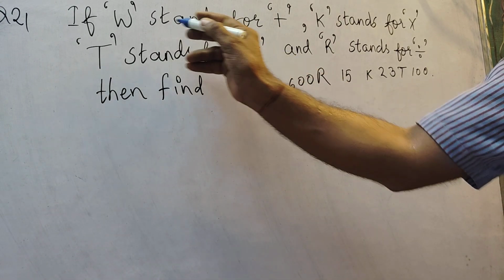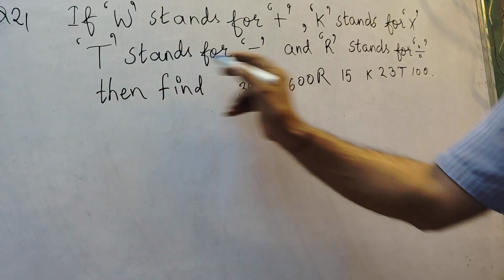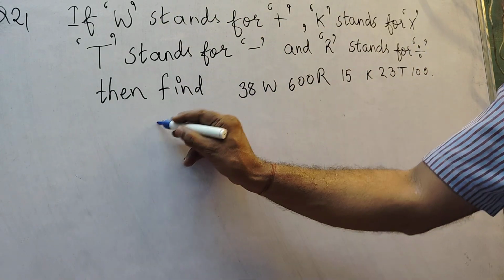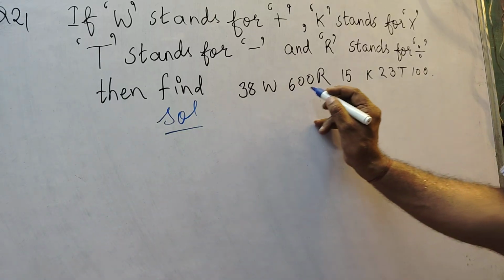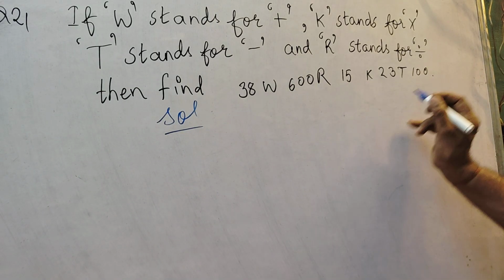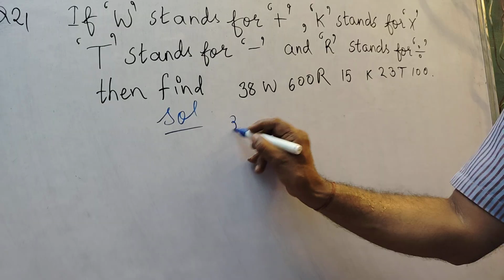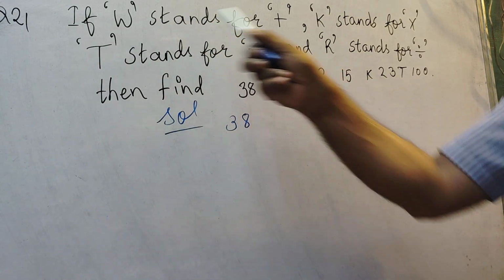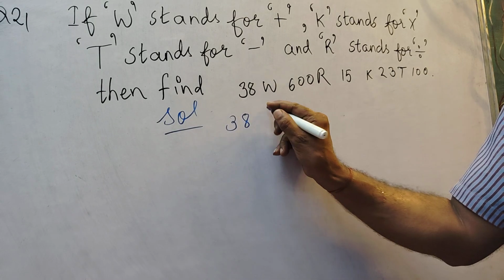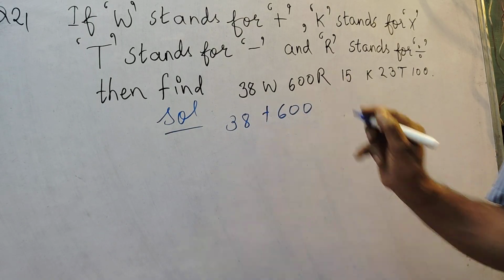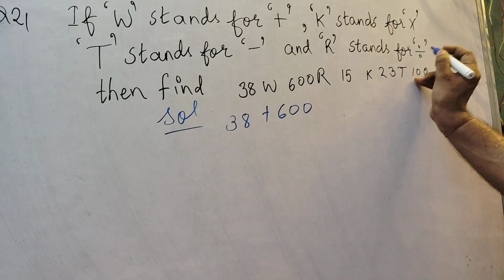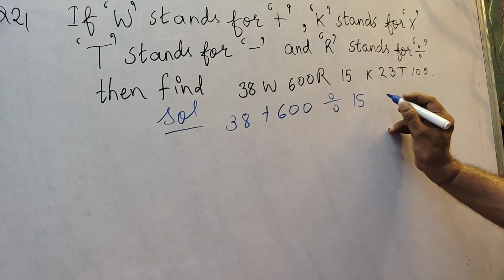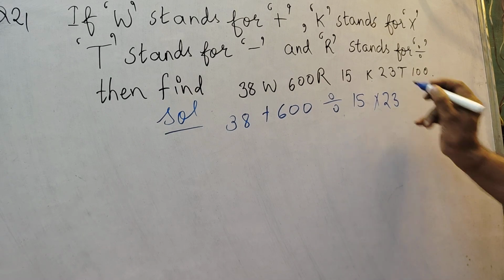So the question is, if W stands for plus, K stands for multiply, T stands for minus, R stands for divide. So 4 operators are there. So we have to solve 38 W 600 R 15 K 23 T 100. So first, what is W replaced with? Please tell. W is replaced with? Yes. And R replaced with? Divide. And K replaced with? Multiply, yes. Now T replaced with?